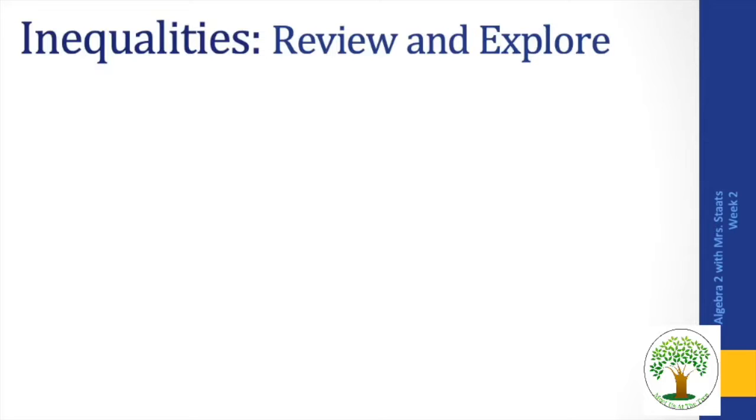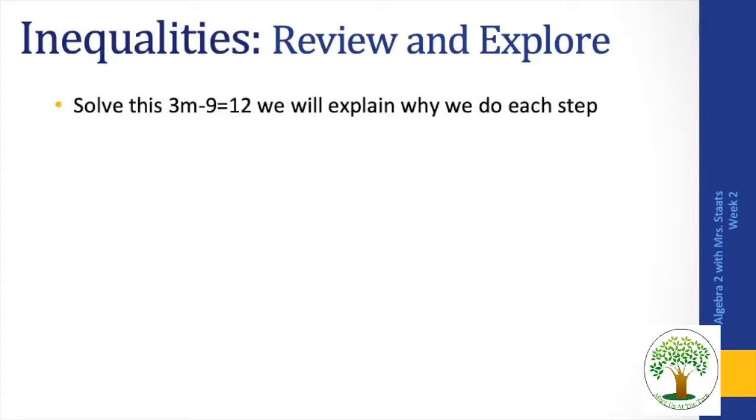We're going to first review how to just solve an equation. So we're going to explain why we do each step as we go. All right? So we have this equation right here, and we're going to move everything away from the letter M. So we're going to add the 9, and if we add it to one side, we must add it to the other to keep it balanced, okay?